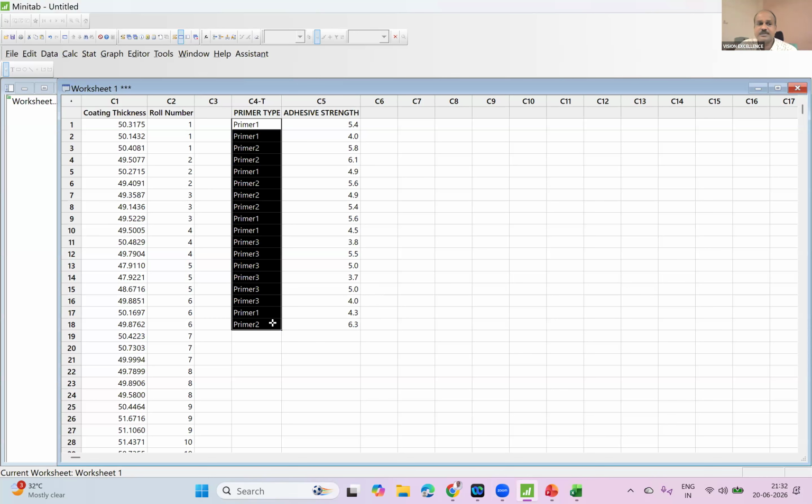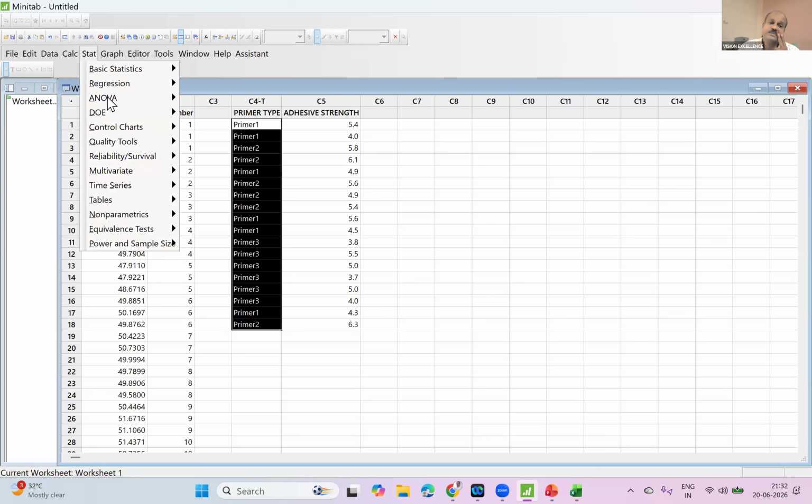Now, what is the Y variable here? Adhesive strength is the Y variable. Very good, which is continuous. What is the X variable here? Primer 1, primer 2, primer 3. Attribute data. How many levels for the primer? 3 levels. What is the recommended hypothesis test? ANOVA. Very good.